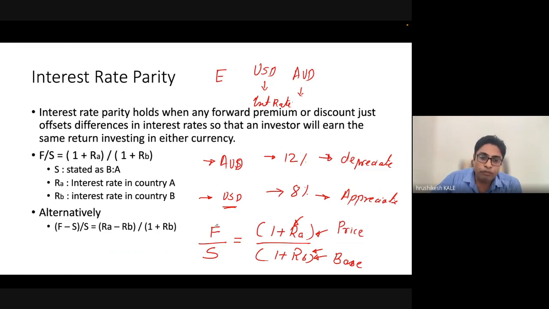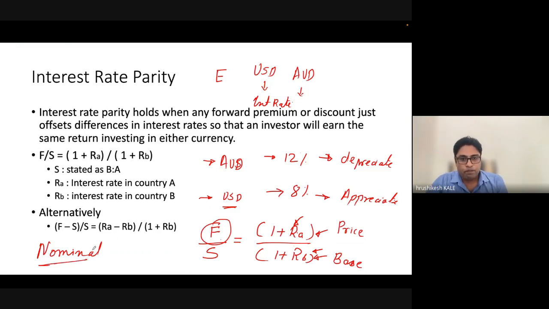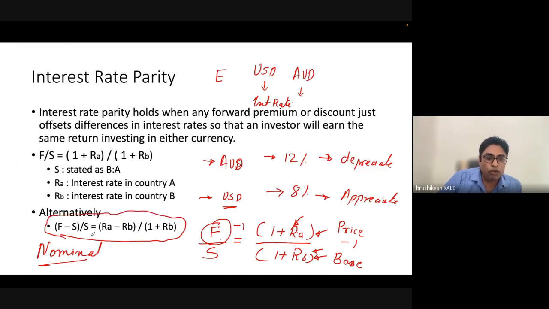So from the forward rate and spot rate, we can calculate the forward rate of any currency pair based on the interest rates of those two countries. Now, when I say interest rate, those are nominal interest rates and not real interest rates. Now, we will take an example and understand that in a better way. But here is another form which is derived from the same formula. Just do minus 1 on both sides and you will get this formula, which is widely used as the formula for interest rate parity.